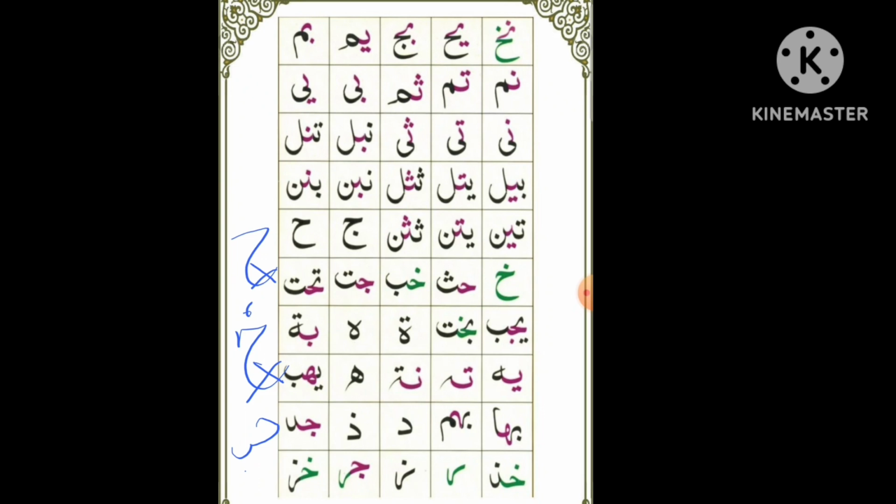So it is, let's read from here. It is jim, ha, kha, ha sa, kha ba, jim ta, ta ha ta, ya jim ba, ba kha ta.